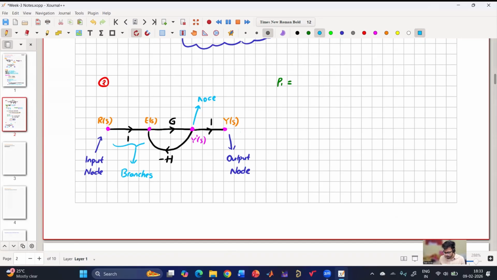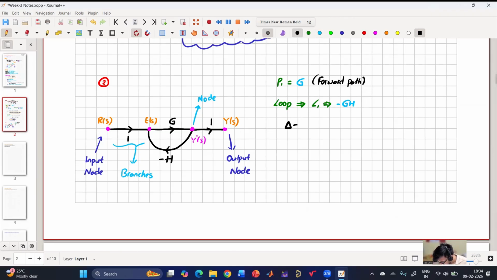Forward path gain? G, sir. Simple G. Okay. And how many loops are there? Only one loop. What is the gain of that loop? Minus GH. Very good. So we have one loop and the gain is minus G into H. So now we'll calculate delta.